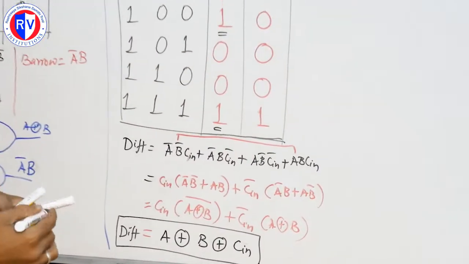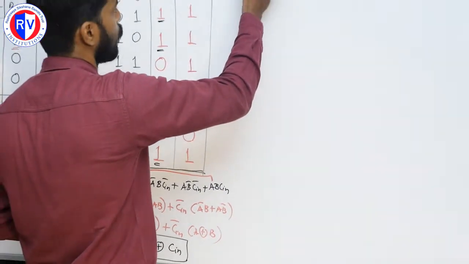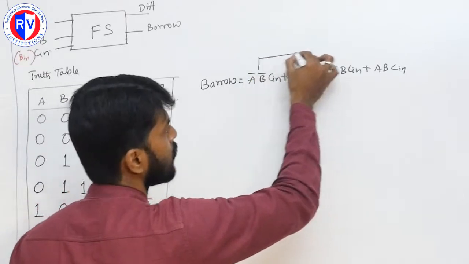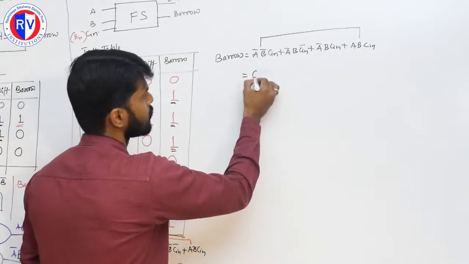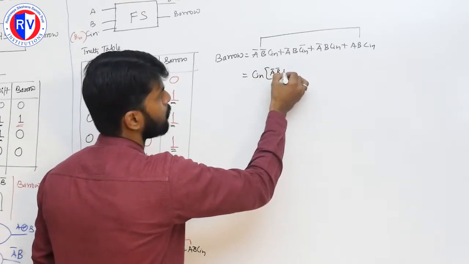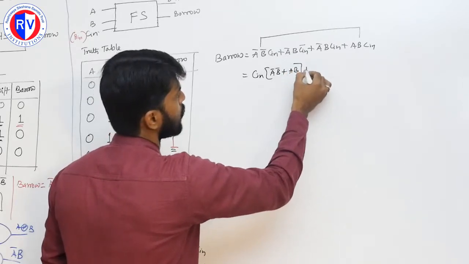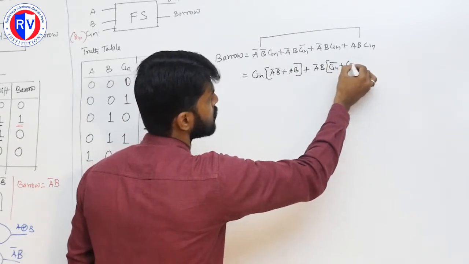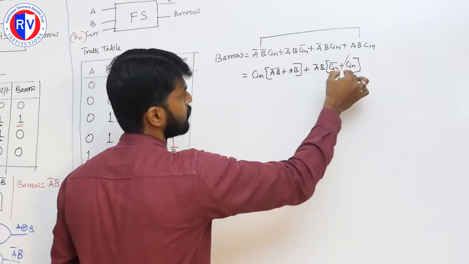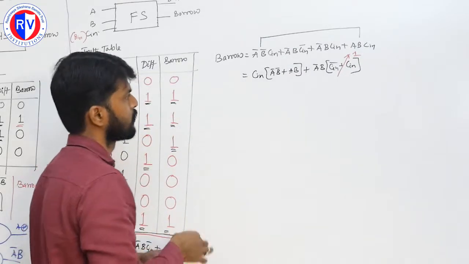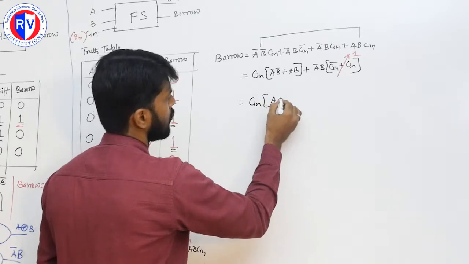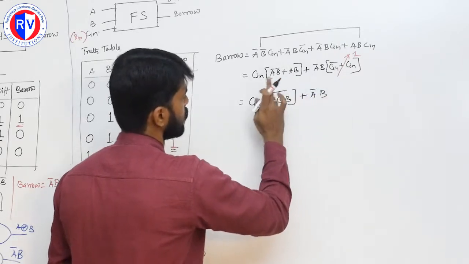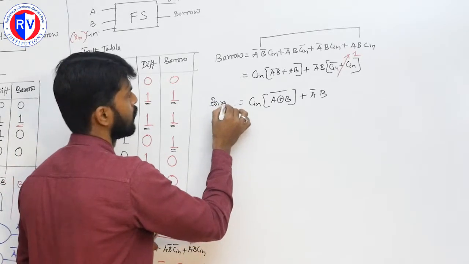Now similarly we need to do the same thing for borrow. In case of borrow, this is the final borrow equation. In this borrow equation, I will take these two in one group. Here, Cin is the common, Cin I will take out. So this becomes A bar B bar plus AB. Plus in this case, A bar B is the common, I will take out. Then this becomes Cin bar plus Cin, so obviously we know that this tends to 1. Then finally, I am getting the equation Cin, A XNOR B, plus A bar B. So this is my borrow equation.